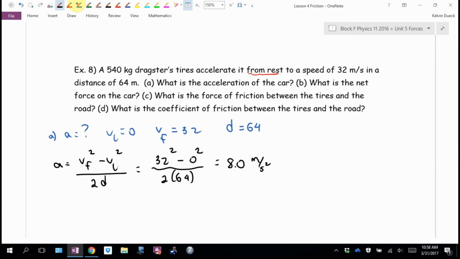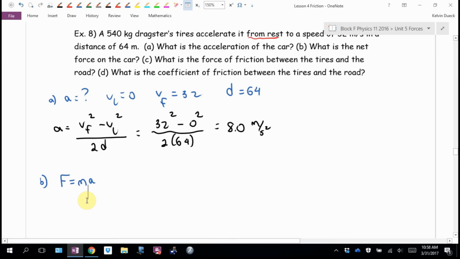Aaron, what does b want me to find? And net force, remember I said that means I can go straight to F equals ma. Did they give me the mass? 540. Did they give me the acceleration? Not really, but did I just calculate the acceleration? Well, hey.